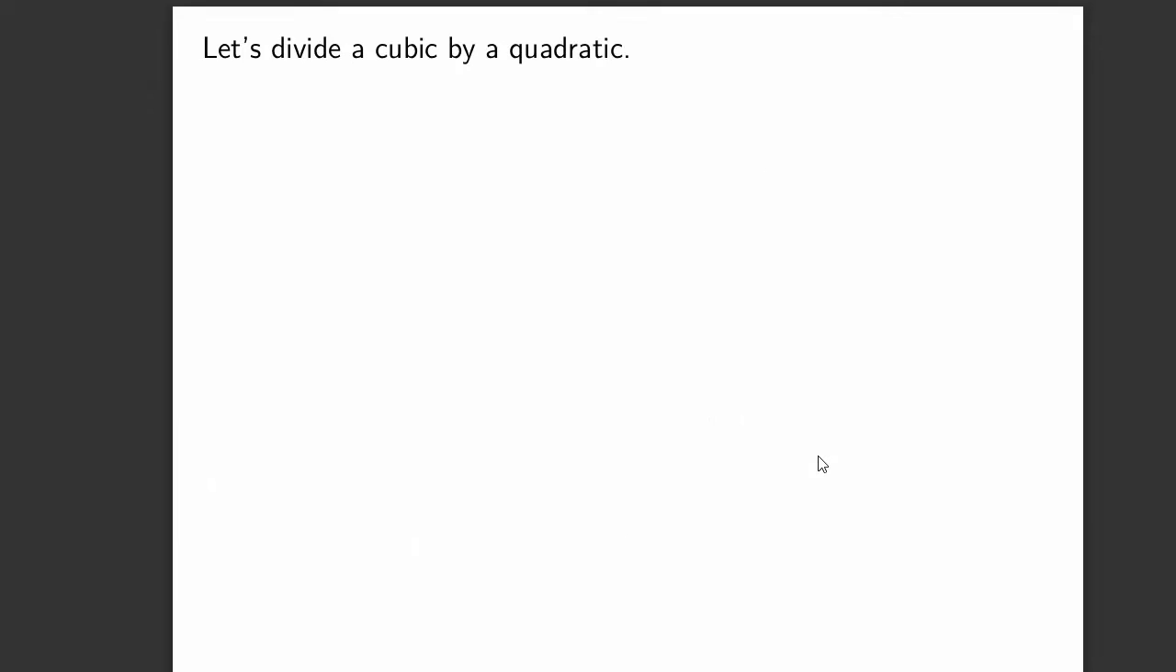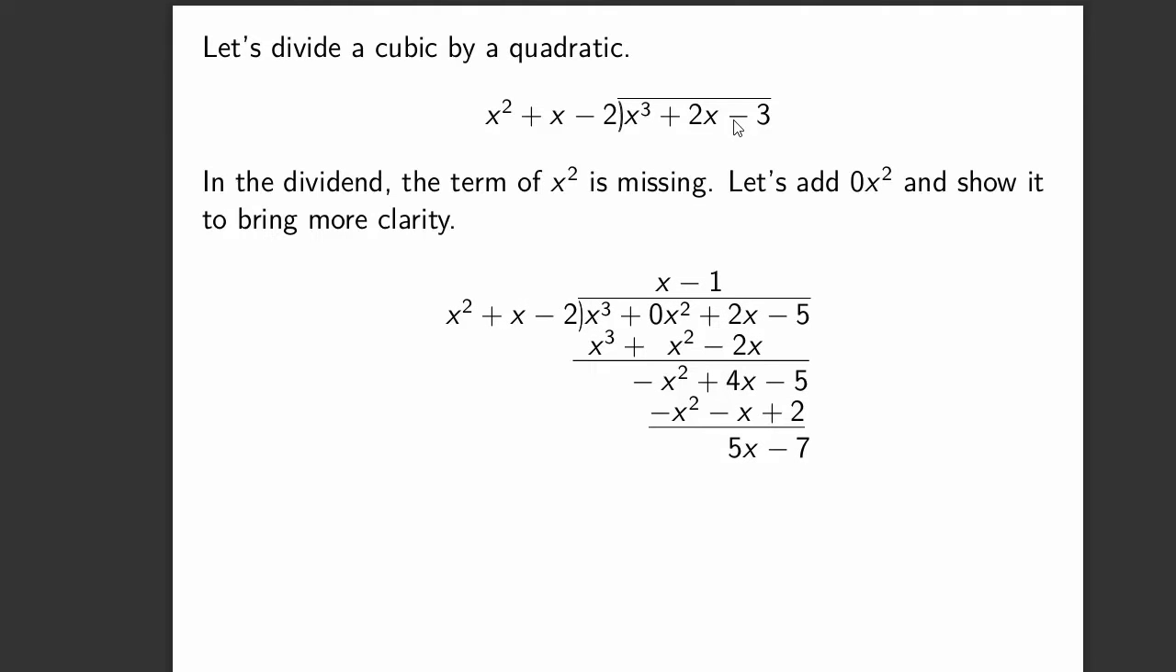Okay, now let's take one more example. Let's divide this cubic polynomial by this quadratic polynomial. Now here the cubic polynomial is x cube plus 2x minus 5. Here the term of x square is missing. Some students may tend to make mistakes in this case. So first we shall introduce a term of x square over here. So let's write this dividend as x cube plus 0x square plus 2x minus 5, divided by x square plus x minus 2, and then we shall repeat the same process.